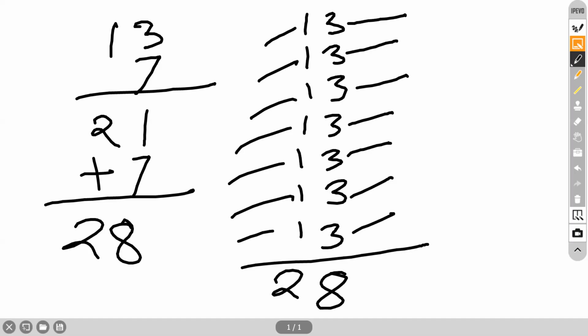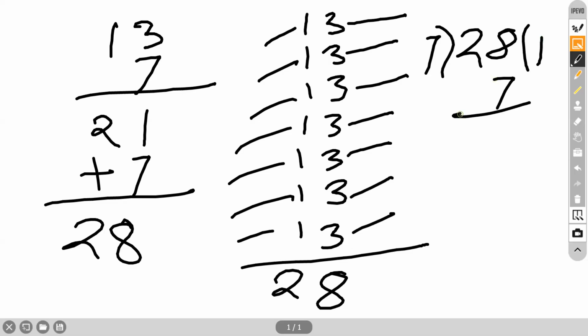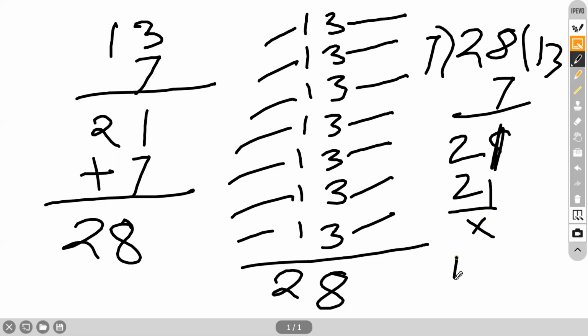So I think I have made my point clearly: if we divide 28 by 7, the answer should be 13. So 7 1s are 7, the remainder is 1, and the 2 is coming from here. So 1 and 7 1s are 7, 7 3s are 21. So 28 divided by 7, the result should be 13.